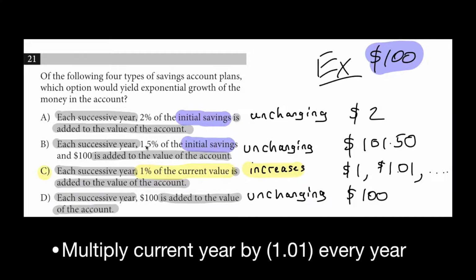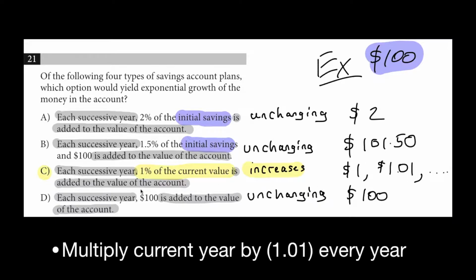B, same thing, 1.5% of the initial savings and $100. Well, that's still going to be $100 plus $1.50. If you took that, for example, if you had an initial $100, it would be an unchanging $1.50 every year added to your account. Again, the slope is fixed. It's not changing. It's going to produce a straight line.